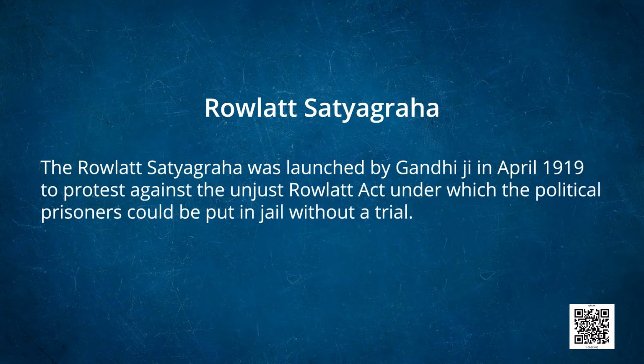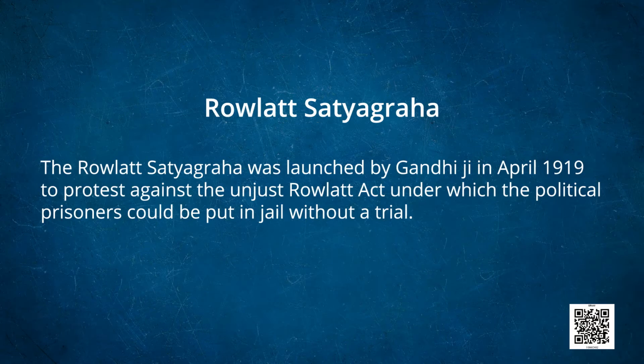Children, now we will talk about Rowlatt Satyagraha, which was launched by Gandhiji in April 1919 to protest against the unjust Rowlatt Act, under which the political prisoners could be put in jail without a trial. The purpose of this act was to curb growing nationalism in the country.